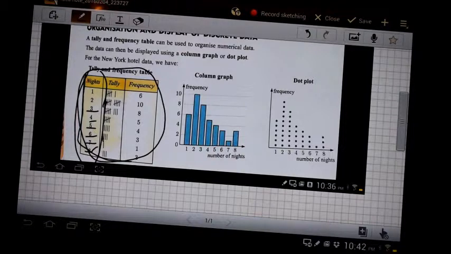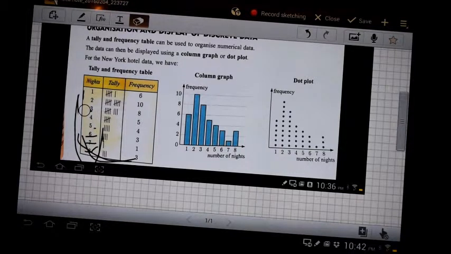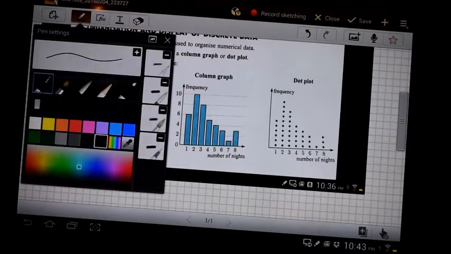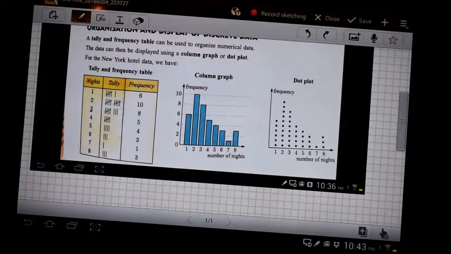At the end of the time frame that she was counting, she added up all the tallies and put that in the right-hand column right here. So as you can see, these numbers match the number of tallies.